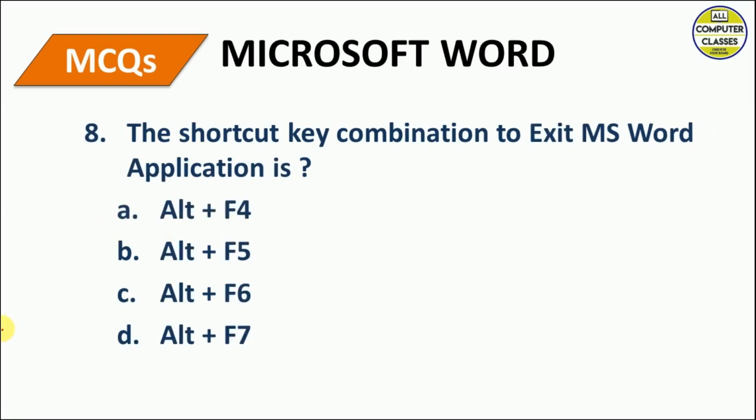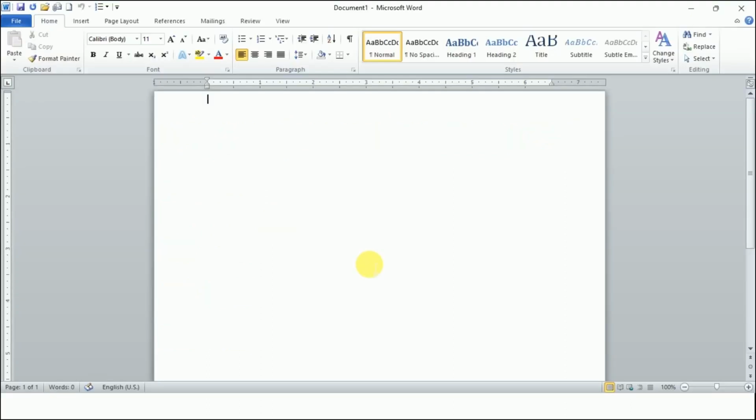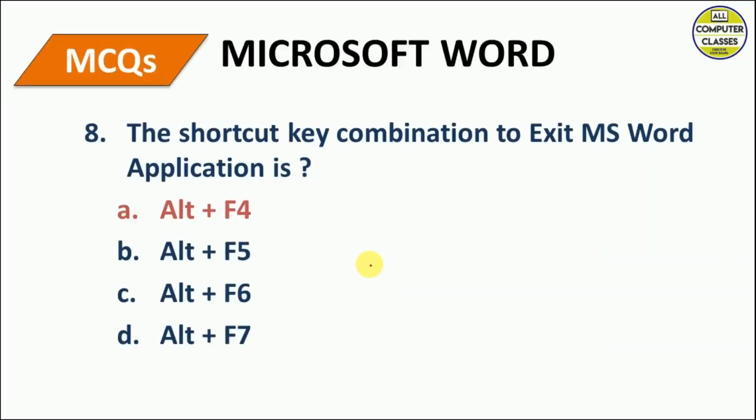Now the next question is, the shortcut key combination to exit the MS Word application. To exit the MS Word application, it is Alt F4. Let's see practically. This is the Word document, and now we will exit it. The previous question was to just close the document. Now this question is to exit MS Word. So I'll press Alt F4. The window gets closed and we come out of the MS Word application.